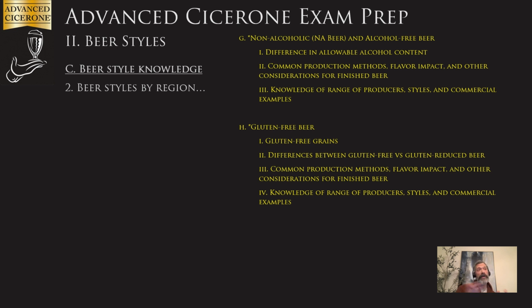And just like that, we also have gluten-free beer. So again, knowing the different grains that are used, the difference between gluten-free and gluten-reduced. And now, how do you produce a gluten-free beer? It's going to be produced slightly differently, so we have to have knowledge about that. And once again, the range of producers, styles, and commercial examples for this whole new subsection of the syllabus. So a lot of new content.